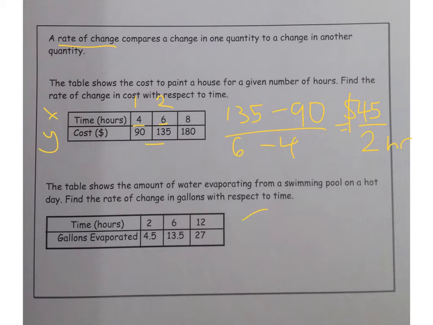So that means for each 2 hours, you spend $45. And this is very similar to this type of problem. Same thing, just the change here is going to be 9. The change here is going to be 4. So if this is my x and this is my y, the answer is going to be 9 gallons evaporated from a swimming pool every 4 hours.